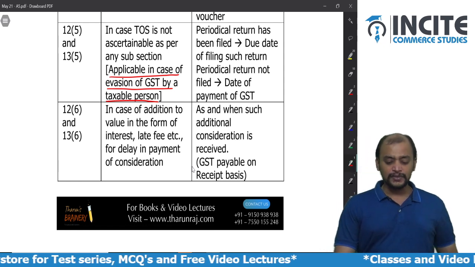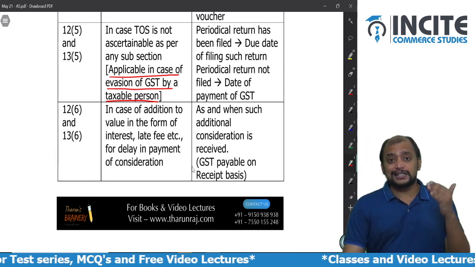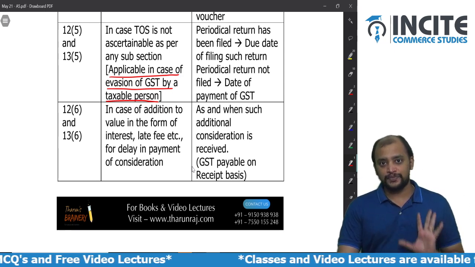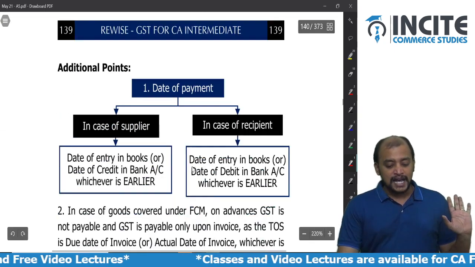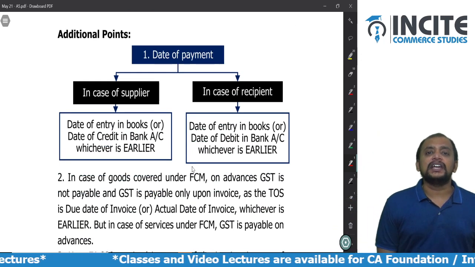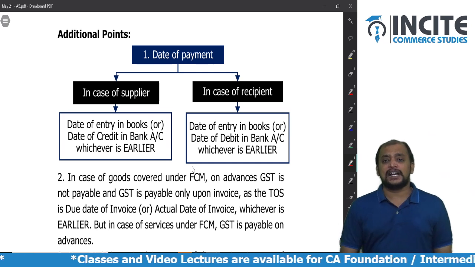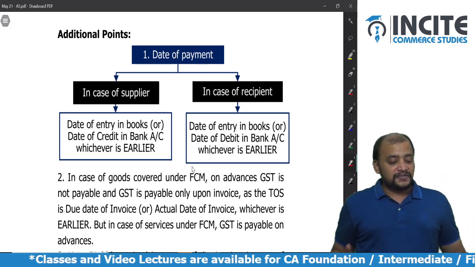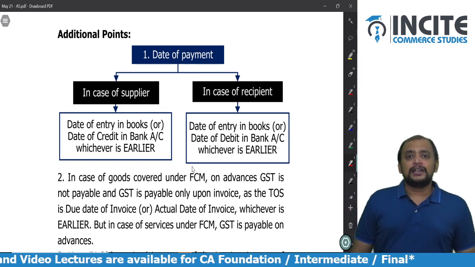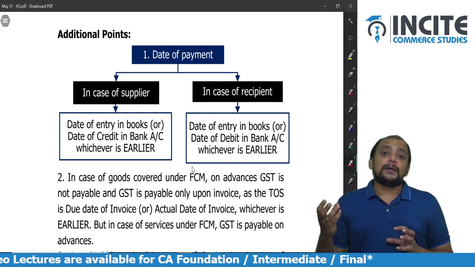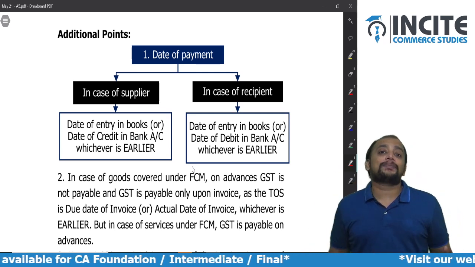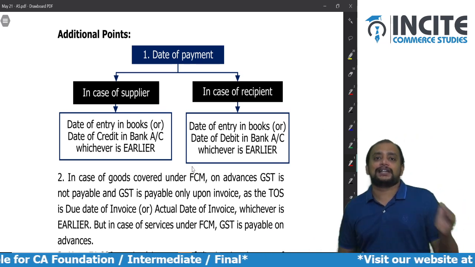Okay. So this is the time of supply provisions under subsection 2 to subsection 6. This much you need to remember. After this, certain special points. Sir, generally, what will be taken as the date of payment? From the supplier's point of view, date of payment means the date on which the supplier has entered the entry in the books, or the date on which the supplier's bank account gets credited, whichever is earlier.